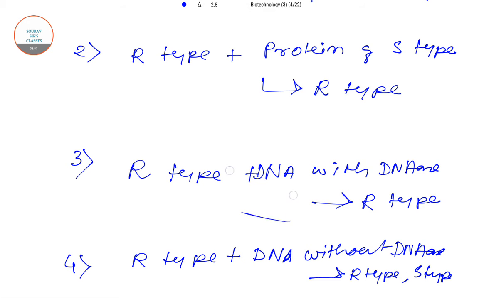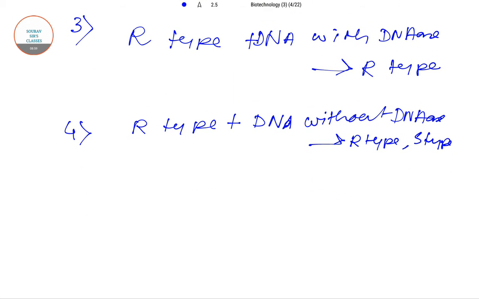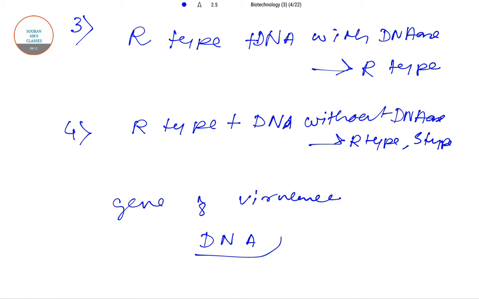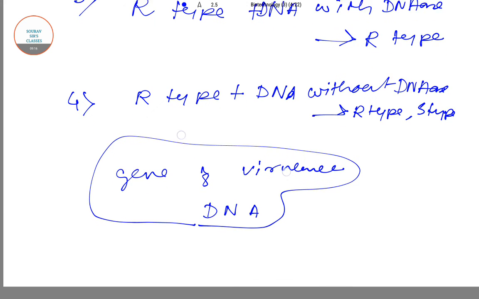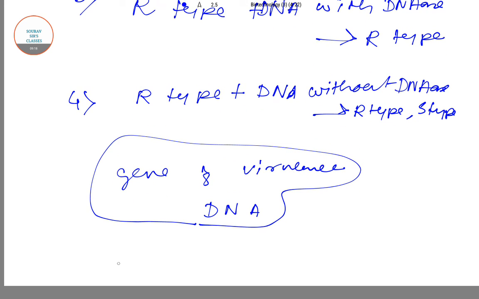So this confirms that the trait or the genes of virulence are located in DNA, and DNA is the genetic material. From these experiments we get that DNA is the genetic material.